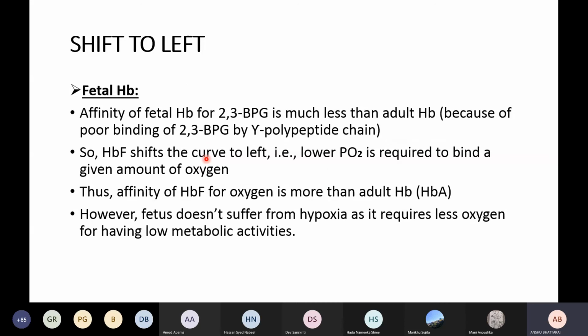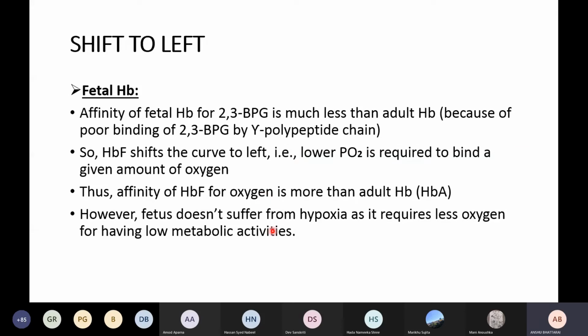Then also there is fetal hemoglobin. In case of fetal hemoglobin, there is a different kind of chains. I mentioned in adult hemoglobin, there was beta chain, alpha chain, right? But in case of fetal hemoglobin, there is a gamma chain. And 2,3-BPG has poor binding to gamma chain. It binds to beta chain, if you remember, right? And fetal hemoglobin has gamma polypeptide chain. So 2,3-BPG does not easily bind to fetal hemoglobin. So this causes shift of the oxygen hemoglobin dissociation curve to left.